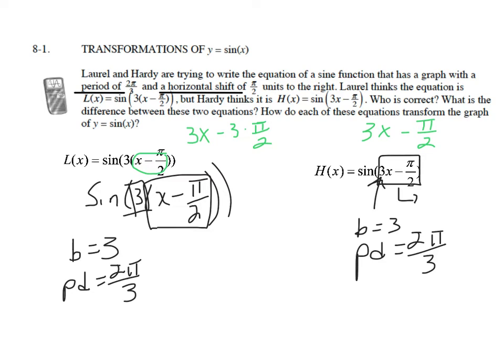Now, which one is really going to shift it pi over 2 units to the right? Because they both are going to give you the period of 2 pi over 3. So what I'd like you to do is to pause this, go to your calculator, and graph each of these, and then come back. So please pause it.